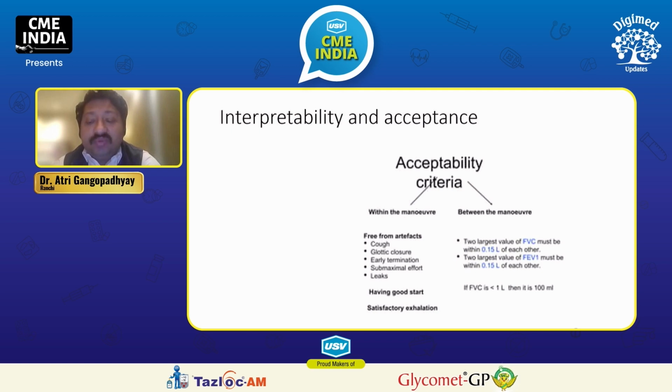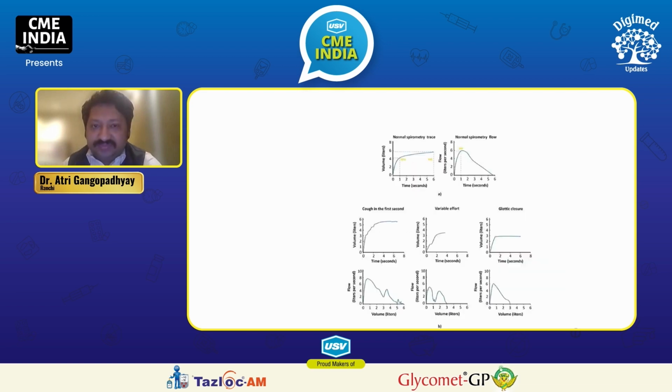And between the maneuvers, suppose you need multiple maneuvers, the two largest values of FVC must be within 0.15 liter of each other. The two largest values of FEV1 must be within 0.15 liter of each other. And if the value is less than 1 liter, then at least within 100 ml of each other. These must be there for it to be counted that yes, I can interpret this test properly. Because suppose someone has not done the maneuver properly and you are interpreting it, then you can get something else.